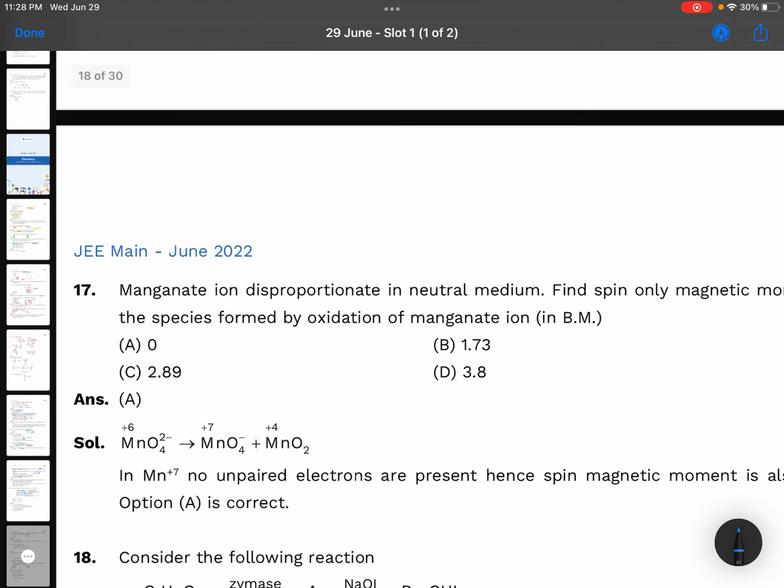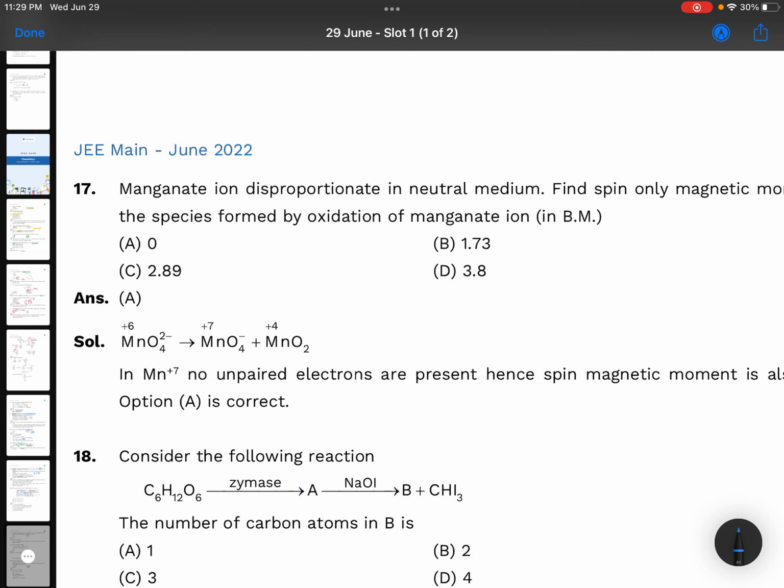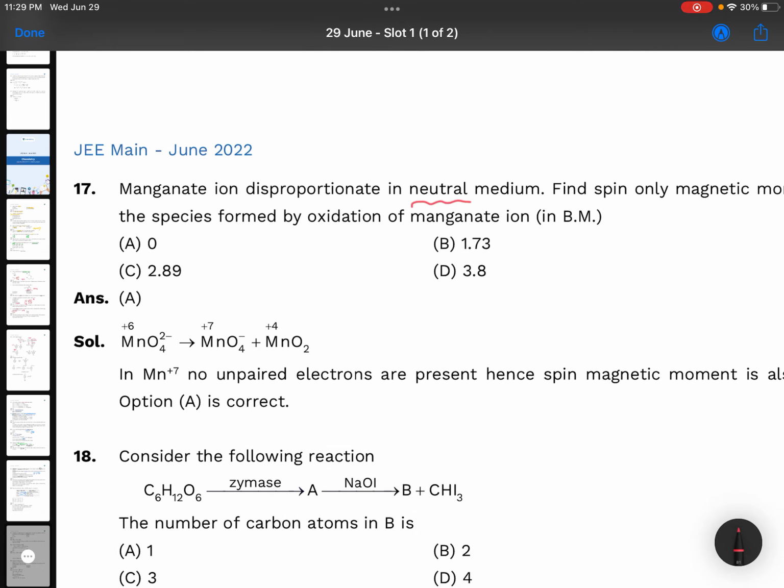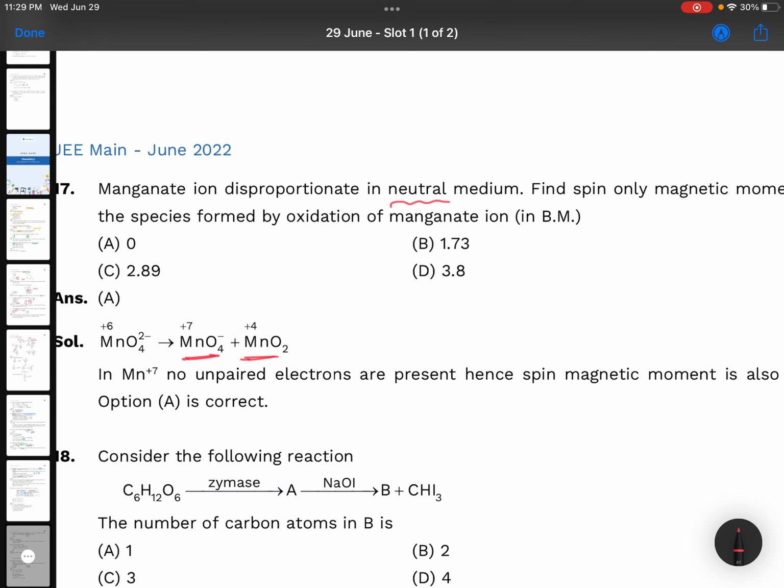Direct memory. Manganate ion disproportionates in neutral medium. Manganate ion changes to MnO2 and MnO4 minus. And the question is asking, by oxidation of manganate, this compound is formed where the oxidation state is +7. +7 means there are no unpaired electrons, so the value will become 0. Good question. I appreciate this one.